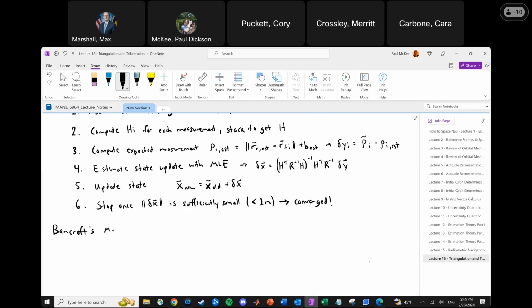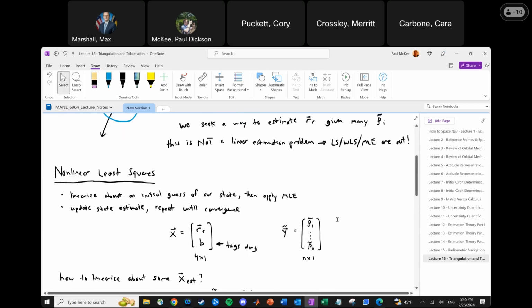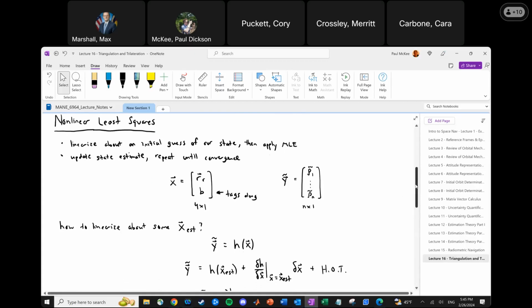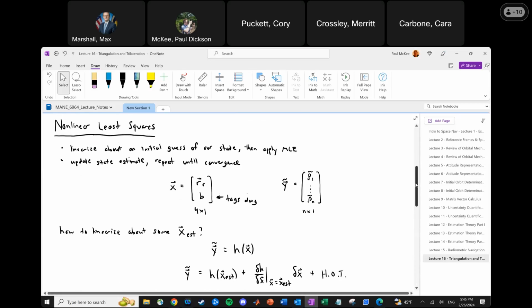Actually, can you scroll up to the top where you started the nonlinear least squares? Want me to just kind of squat here for a little bit? It should be good, I think.